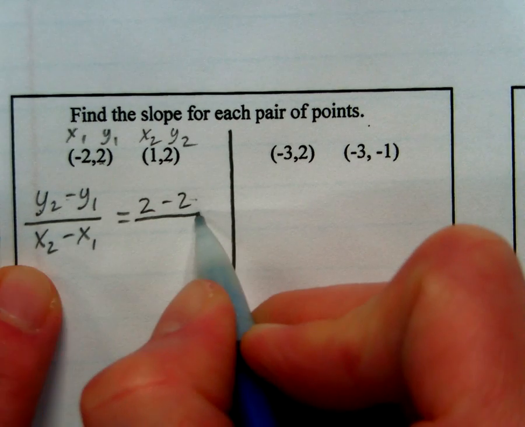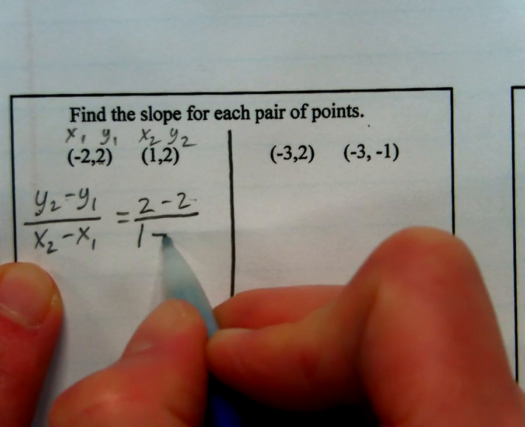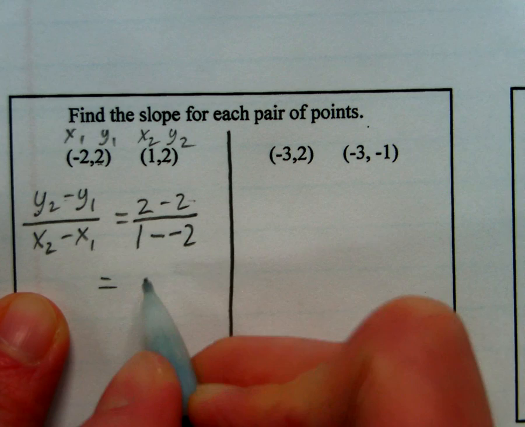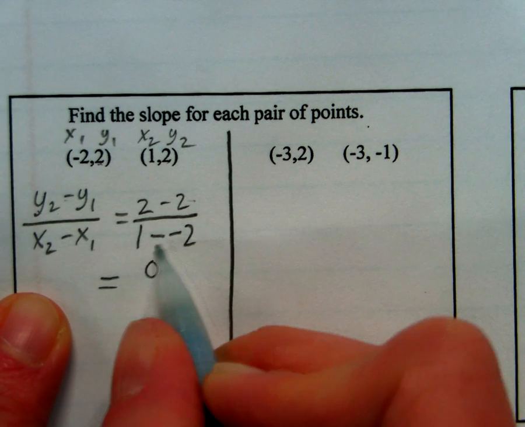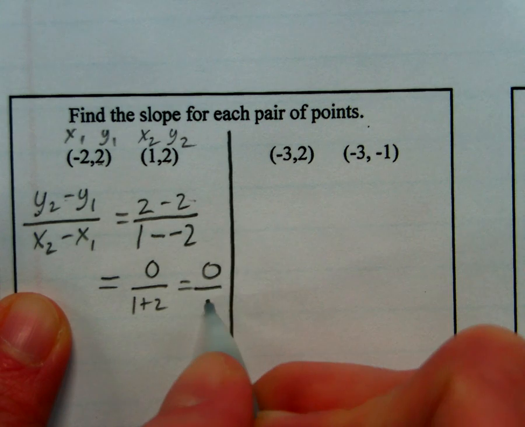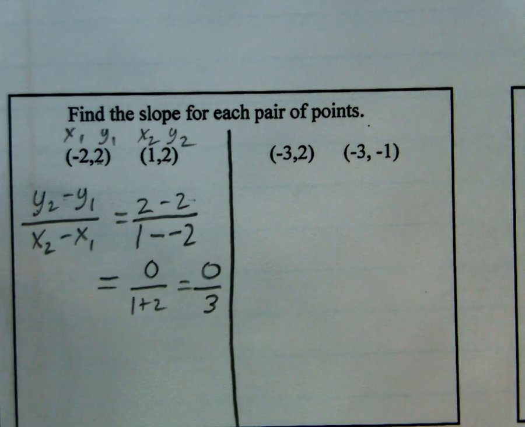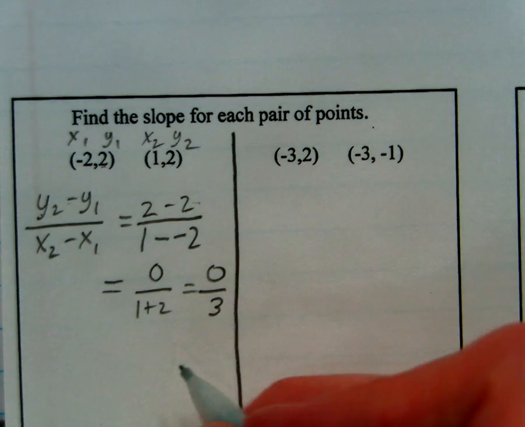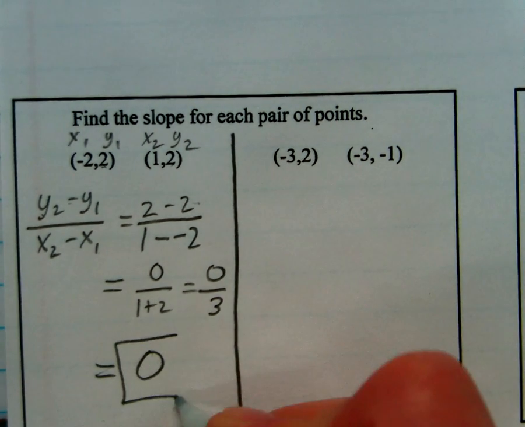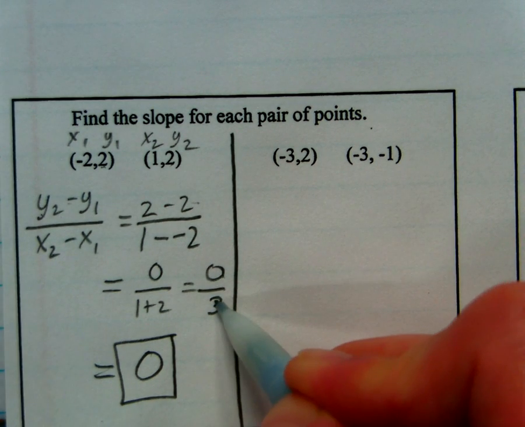Good. Then on the x's, what is x2? 1 minus x1, which is negative 2. Okay, so 2 minus 2 is 0. On the bottom, this becomes 1 plus 2, which should make it 0 over 3. Does it really matter what's on the bottom if I'm taking 0 and dividing it by something? No. So basically 0 divided by anything is just going to be 0. Okay? If I take nothing and divide it among 3 friends, they each get nothing.